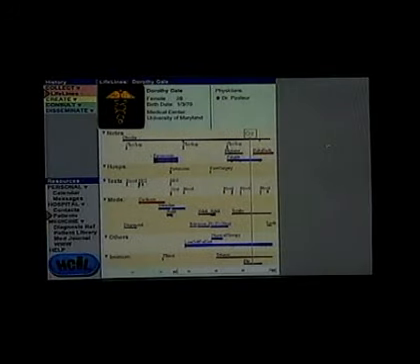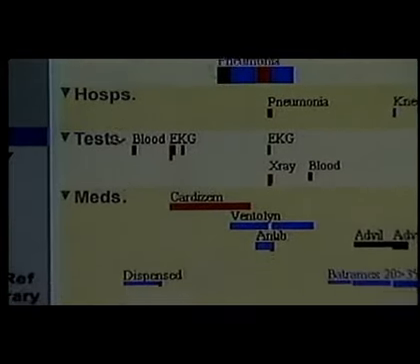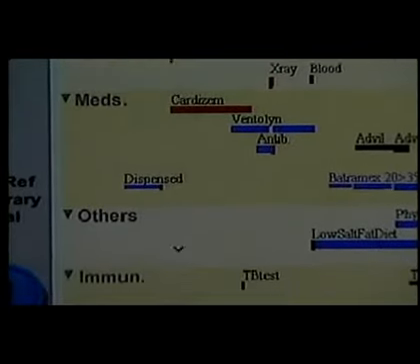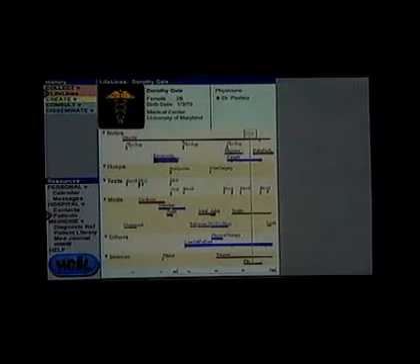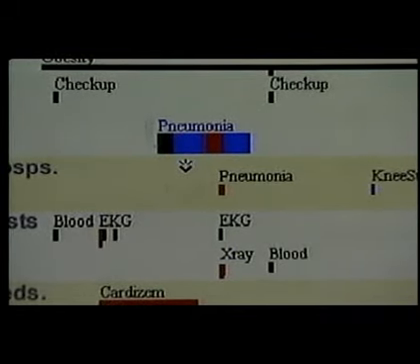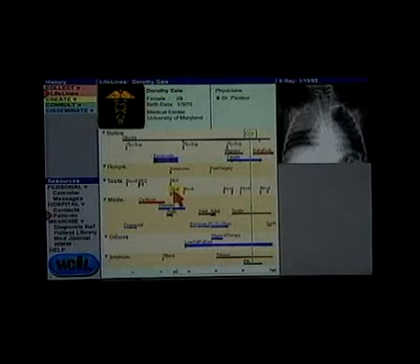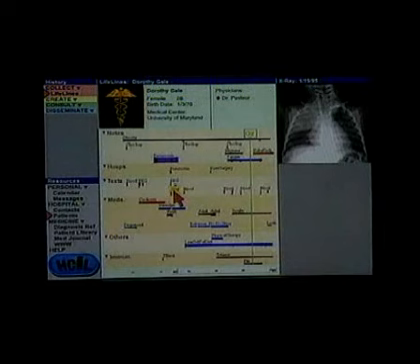He examines Dorothy's medical record using the Lifeline system, which shows information organized by the notes about Dorothy, the hospitalizations, the tests she's had, medications, other information, and immunizations. He sees an important disease, a severe disease of pneumonia, and it did produce a hospitalization. He goes back to those records and examines the x-rays that were taken at the time and the electrocardiogram.